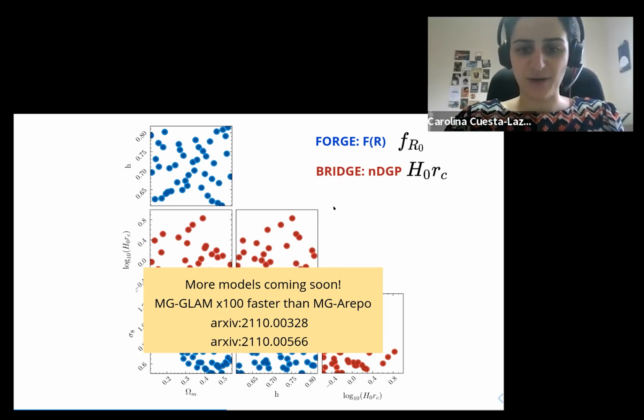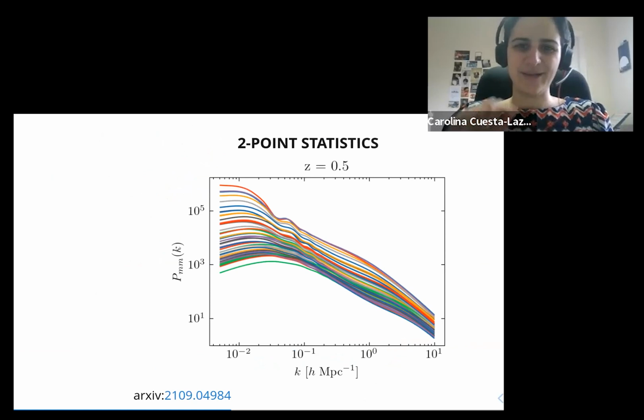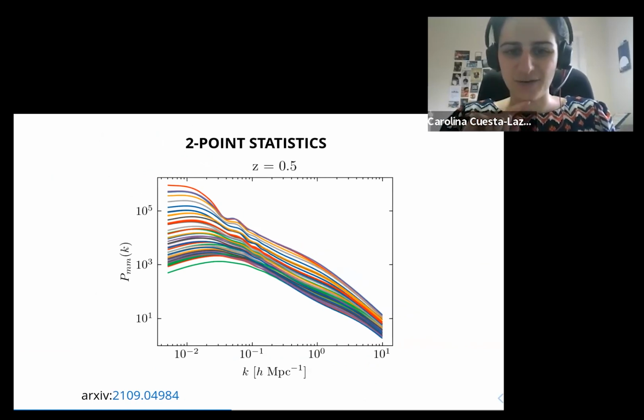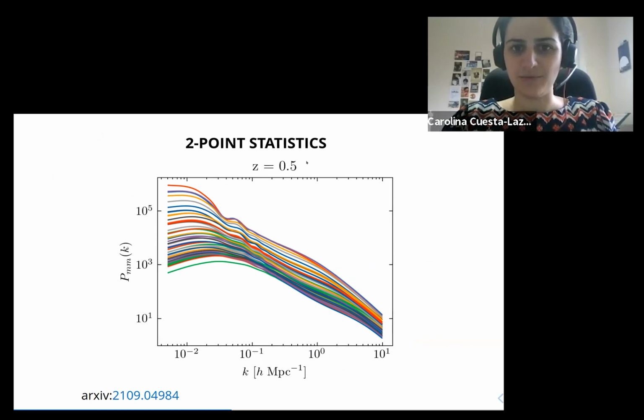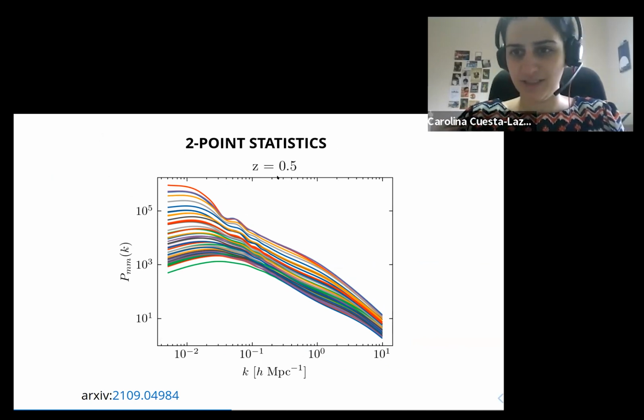So you can imagine how we'll be able to expand the parameter space and also explore many more gravity models in the future. For now, we're going to be looking at the 2-point statistics of the FORGE and BRIDGE simulations. Here you have an example for redshift 0.5 of how the matter power spectrum looks like for the 50 different simulations in the BRIDGE simulations.